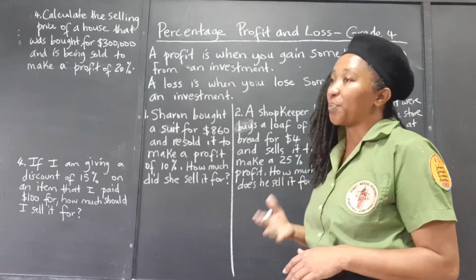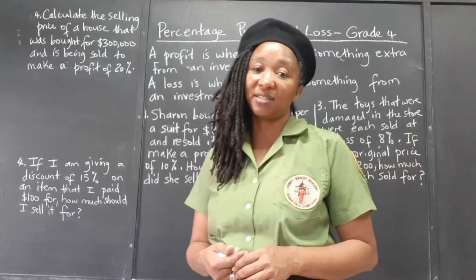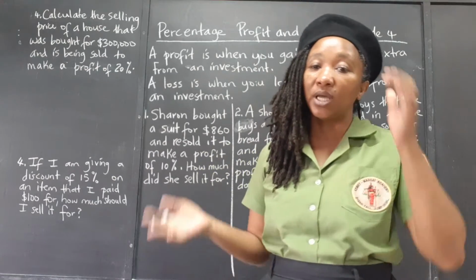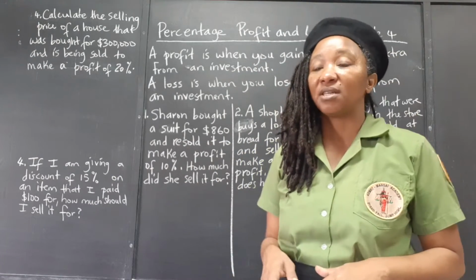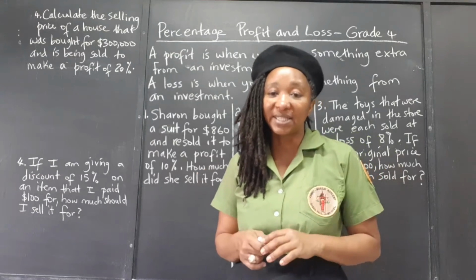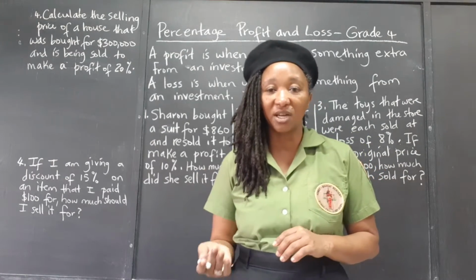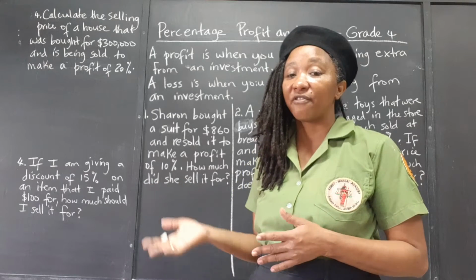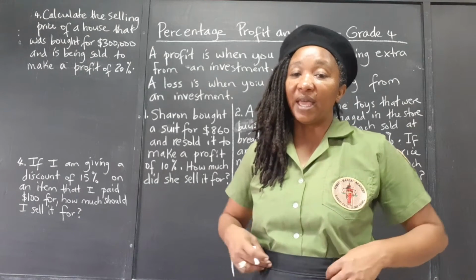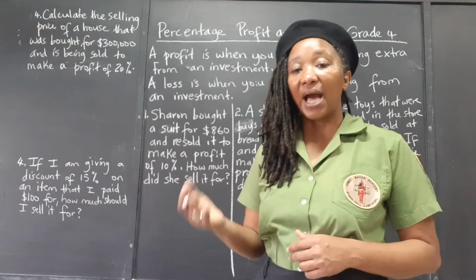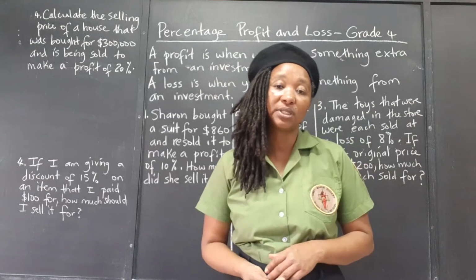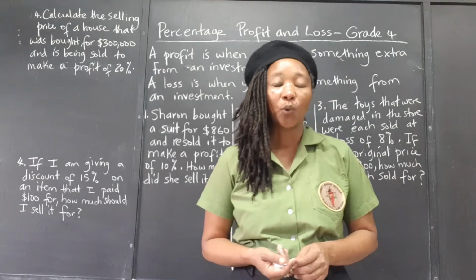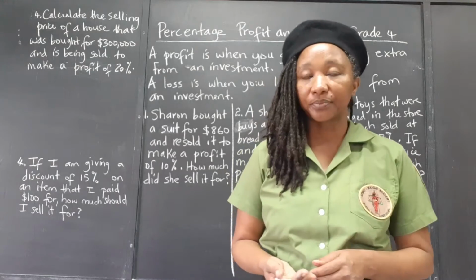When we're including percentage profit and loss, so we're not just talking about profit or loss, but percentage profit, percentage loss, we actually have to work out that percent first, and then if it's a profit, we would add that to the original amount. If it's a loss, we would subtract.